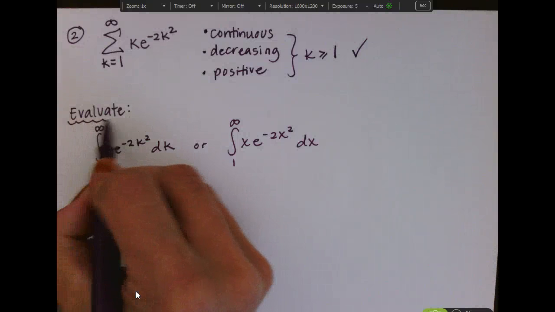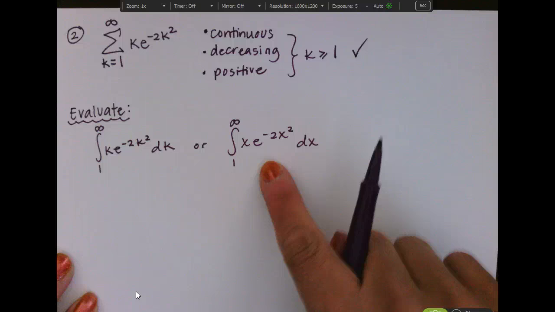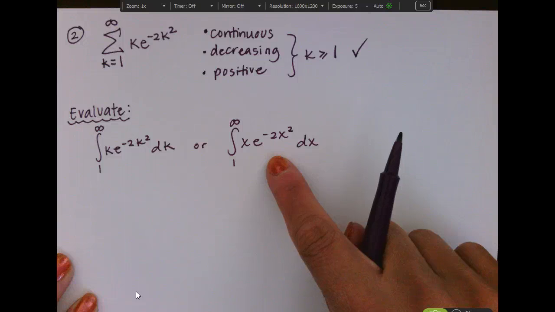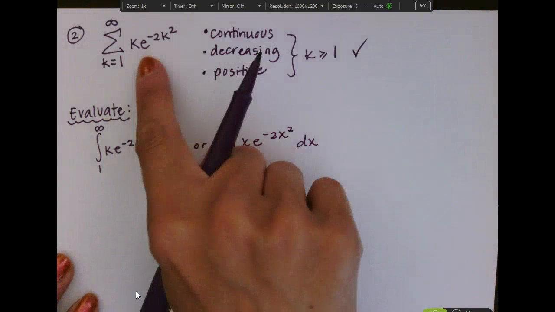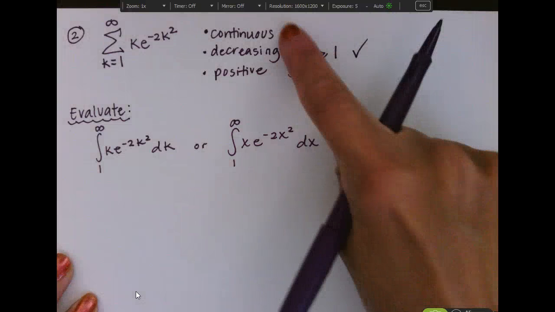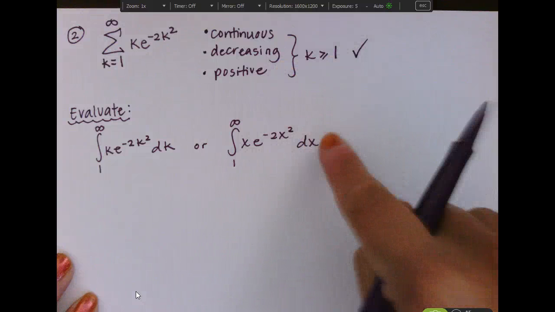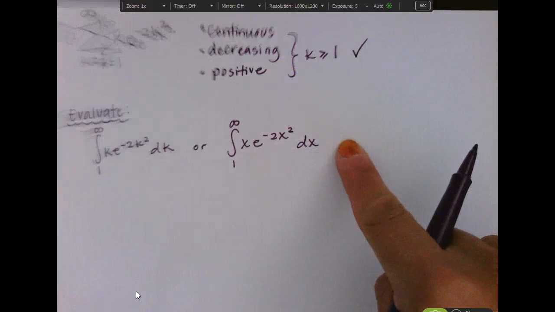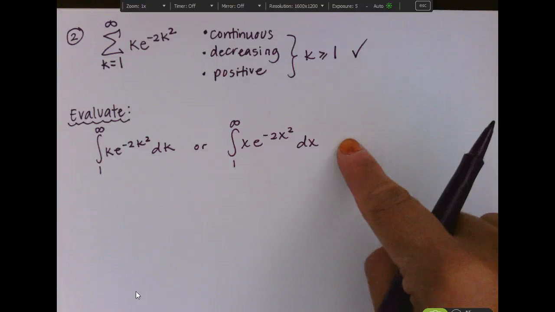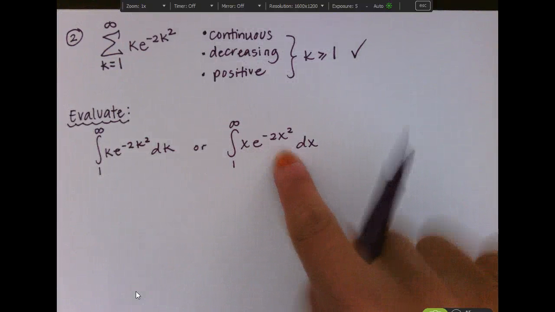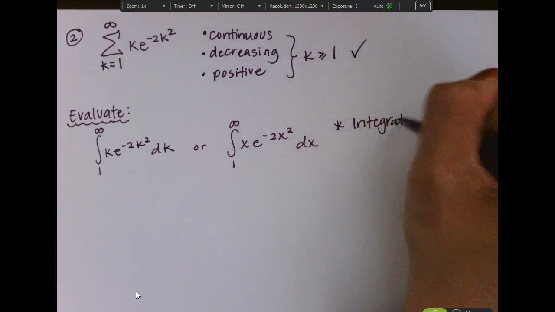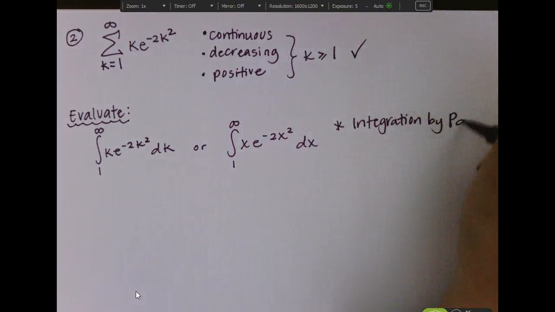So what I'd like to do now is give you a chance to see if you can just evaluate this, and then we will together make a conclusion about what that means in terms of the infinite series. This test can't be inconclusive. If it fits our criteria and we are able to integrate, then we have an answer. We know that it either converges or diverges. So the problem is, can you integrate this? And you absolutely should be able to integrate this. And hopefully you're already thinking of using integration by parts.